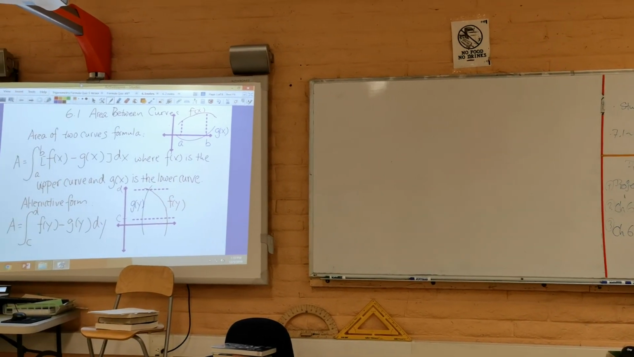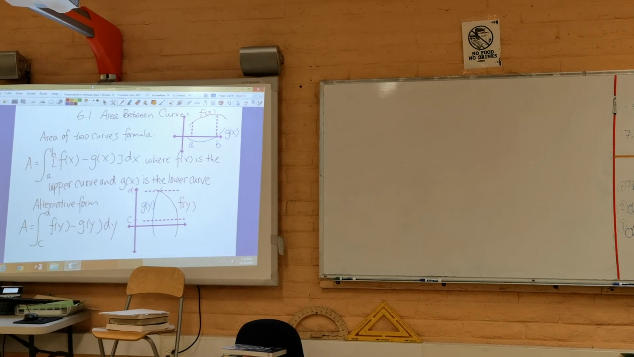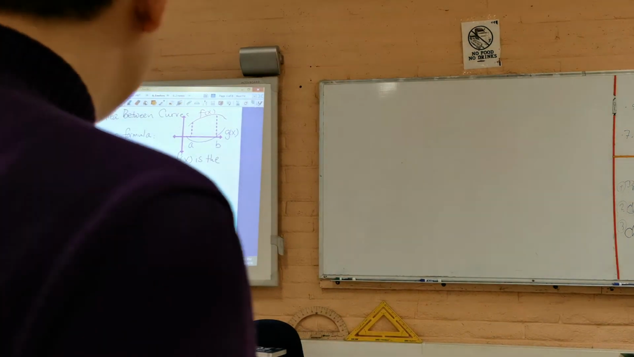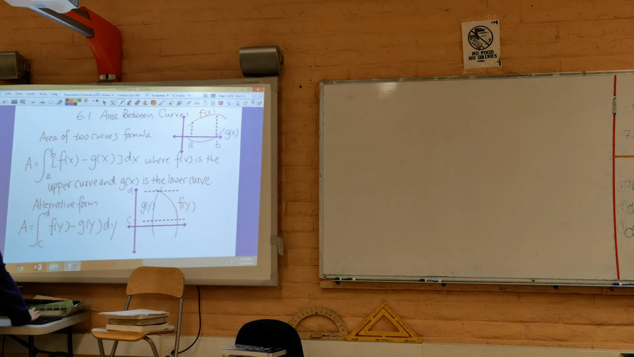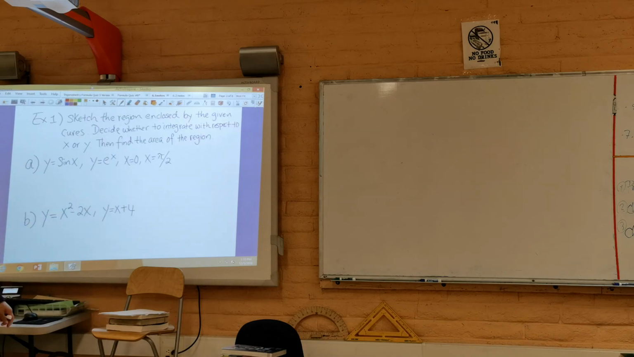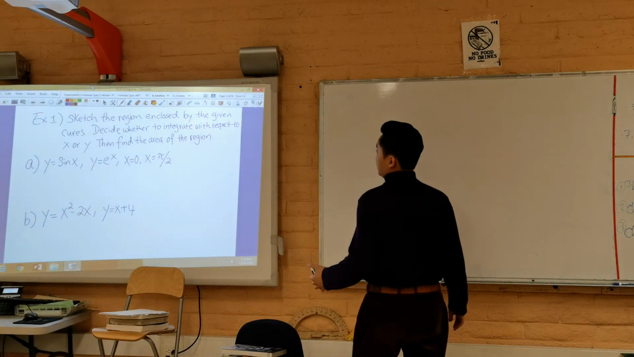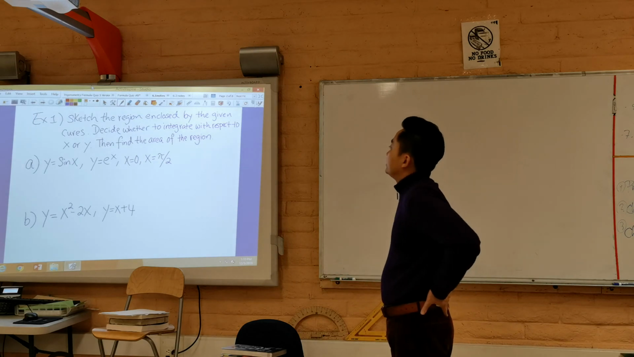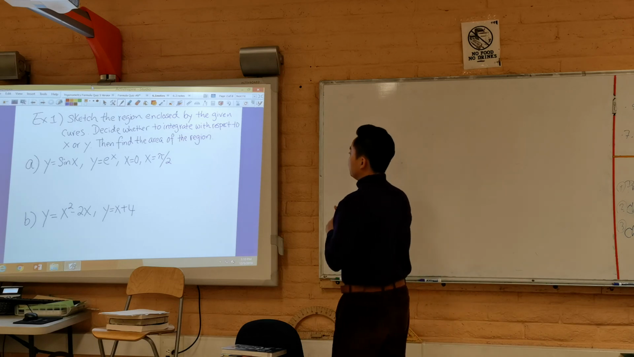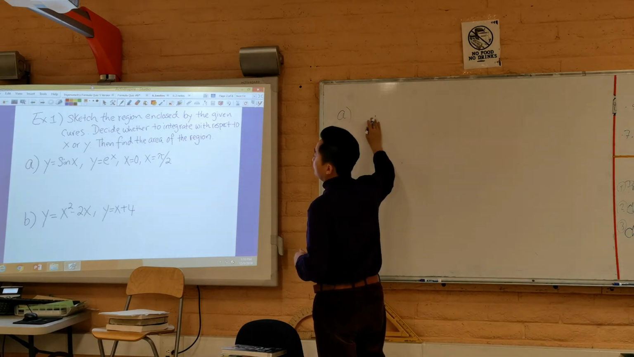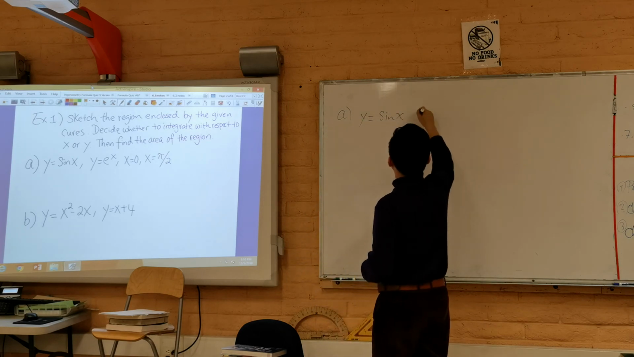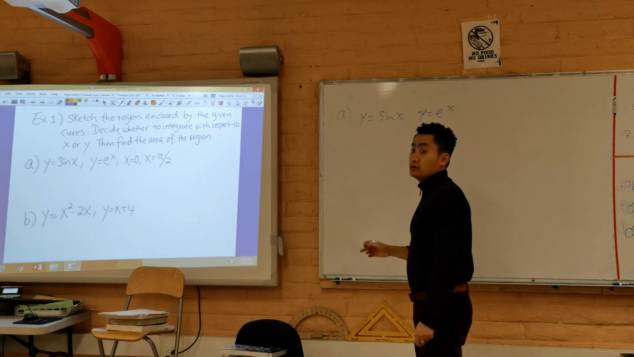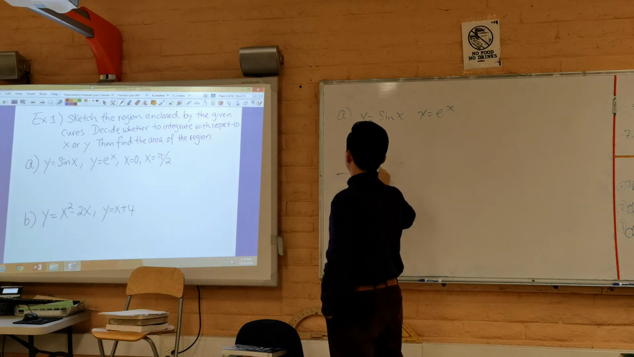Now the next one I'm going to show is an example of how to apply the formula. Okay, so we'll take a look at the first one. Sketch the region enclosed by the given curves, then decide whether to integrate with respect to x or y, then find the area of the region. First thing you want to do is set up the graph: y equals sine of x, which is a roller coaster, and y equals e to the power of x, the exponential growth function.